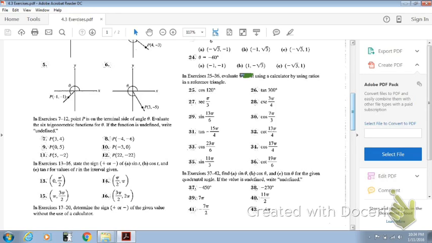Number 37, 39, and 41. It says find sine, cosine, and tangent for the given quadrantal angle. So that means it ends up on a reference angle. If you have a reference angle, your ratio is either going to be 1, -1, 0, or undefined for those. So those are your possibilities for that.